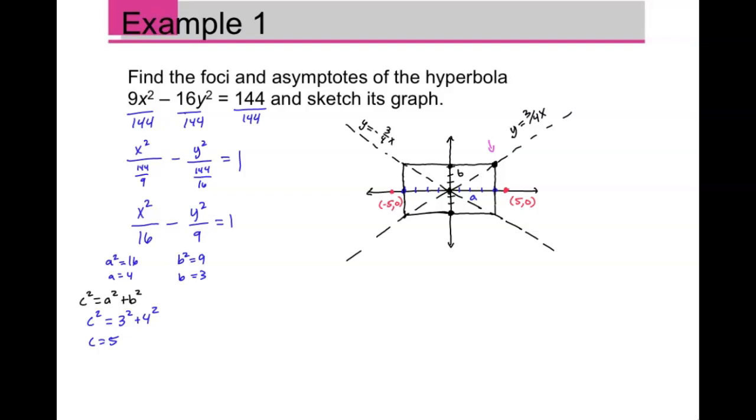All right, and now we're ready to actually graph the hyperbola itself. So the hyperbola goes through the vertices, opens around the foci, and trends towards the asymptotes. Does that make sense? So it's just there we go. We found the foci, we found the asymptotes, and we sketched the graph.